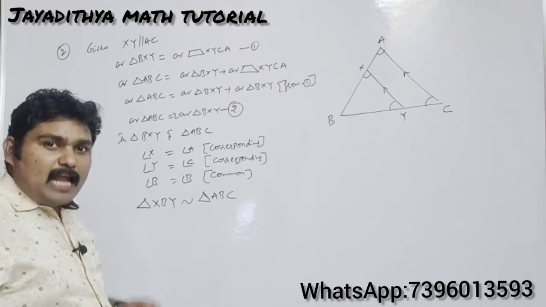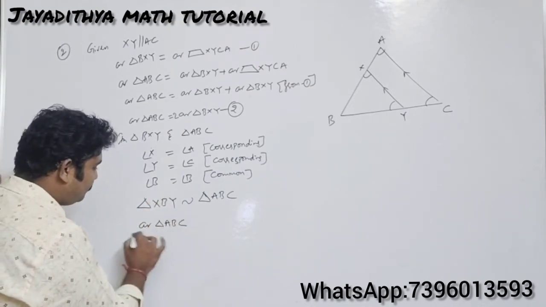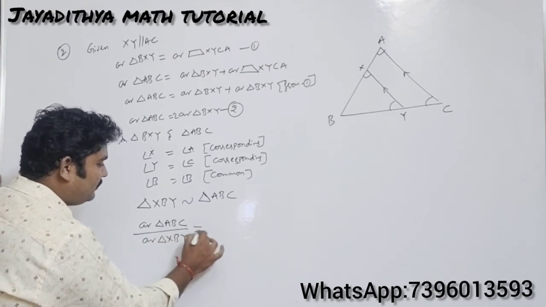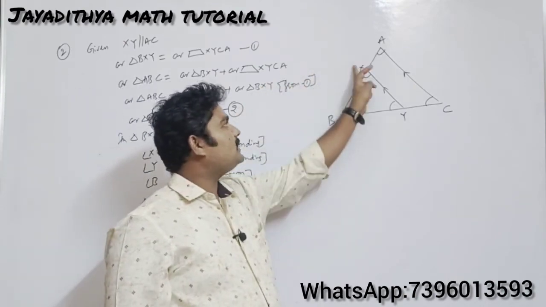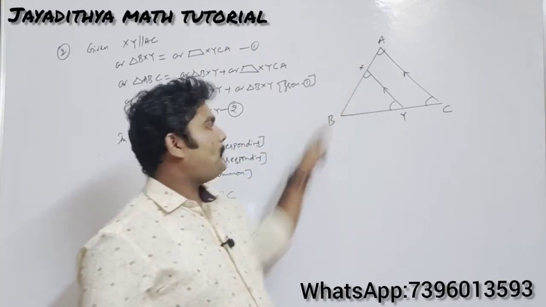Okay. Now you see here, so area of triangle ABC by area of triangle XBY will be equal to the ratio of their corresponding sides. Here actually we need AX by XB, therefore let us take this side only. So this will be equal to AB by XB.